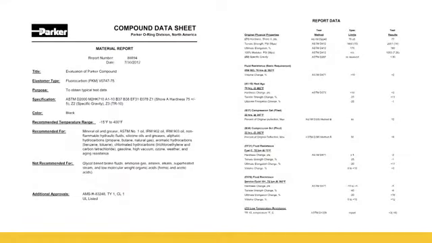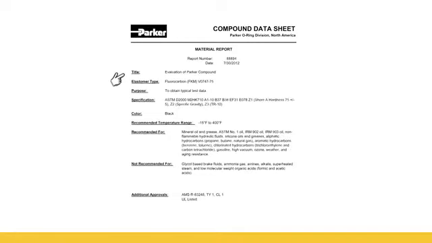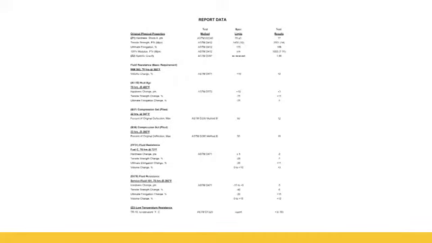Contemporary test results from Parker contain two main sections. First, the cover page provides a summary of the compound, also called material, as well as the purpose of the test, and the application recommendations for temperature and fluids. The second section of the test report is the laboratory-generated data, which provides numerical results and a thorough description of the parameters for each test performed.